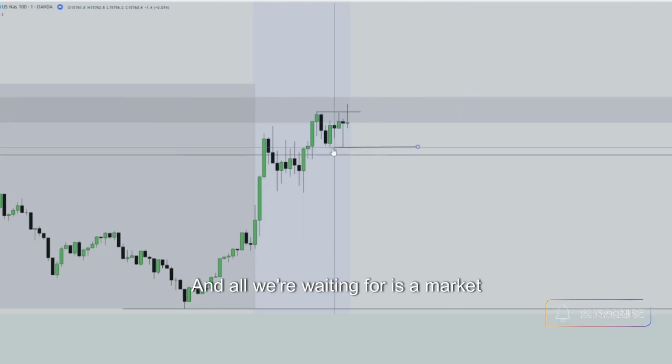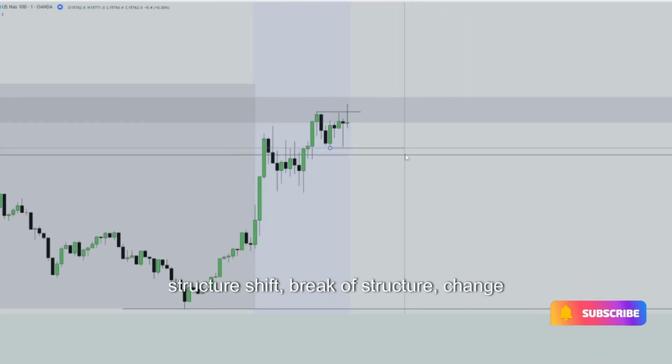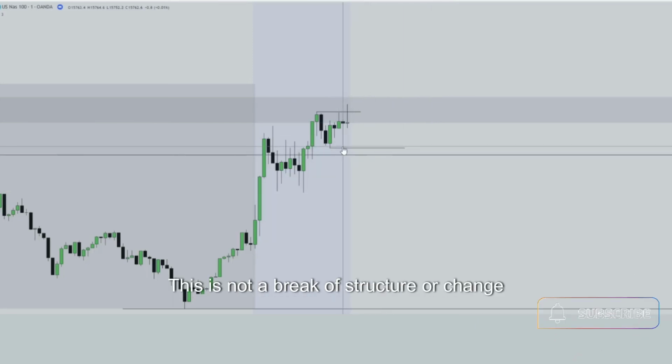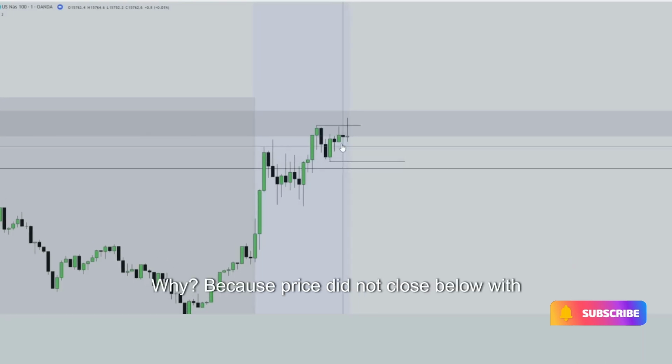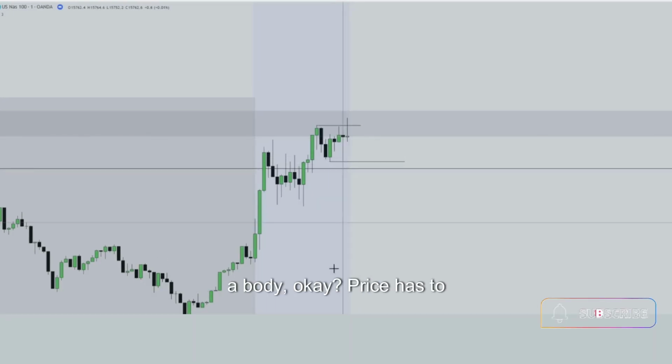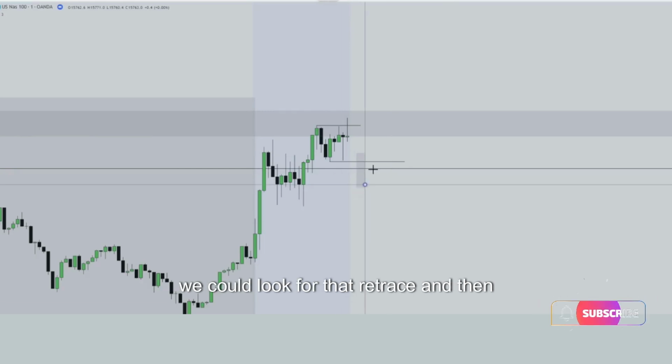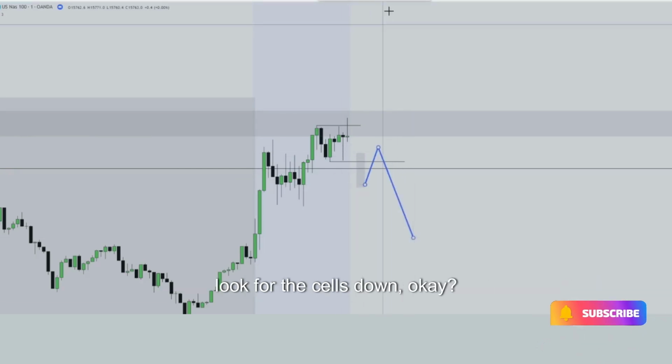And all we're waiting for is a market structure shift, break of structure, change of character, essentially all the same thing with displacement, okay? This is not a market structure shift. This is not a break of structure or change of character. Why? Because price did not close below with a body, okay? Price has to close below with a body over here, and then we could look for that retrace and then look for the sells down, okay?